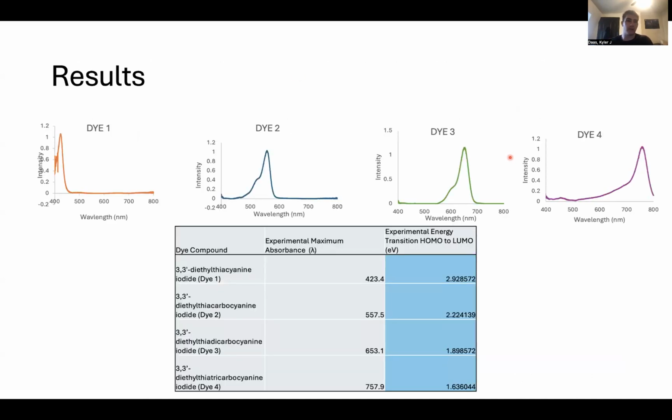So now going over the results. So di1, di2, di3, and di4 here. Here are the experimental maximum absorption wavelengths, the experimental energies calculated from these wavelengths. And if you want to look at these, I'd suggest you to pause it and look at it, but I'm going to move on for time's sake.